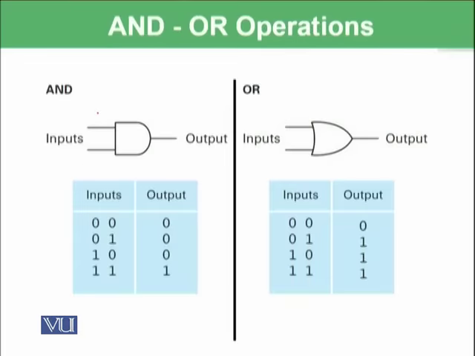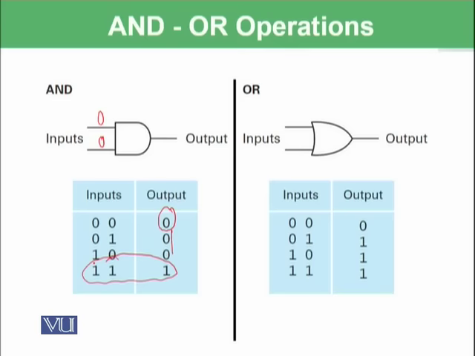So in the AND Boolean operation, we have 2 inputs. For example, 0, 0. If both inputs are 0, you will receive an output of 0. If either of the inputs is 1, you will receive again 0. And if both of the inputs are 1, then you will get your output as 1. This means that to get an output of 1, you should have both of the inputs as 1.